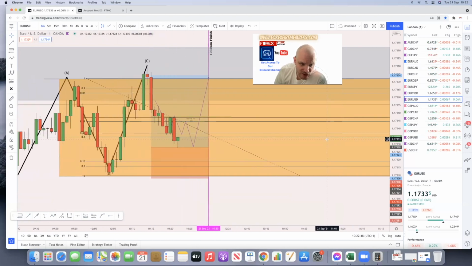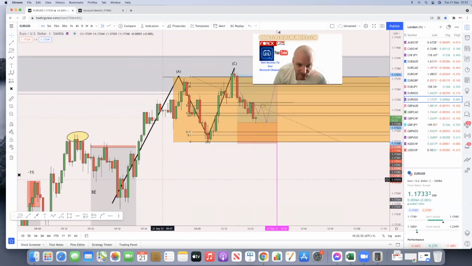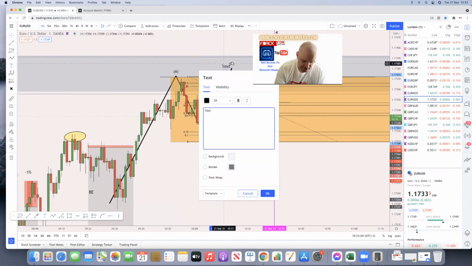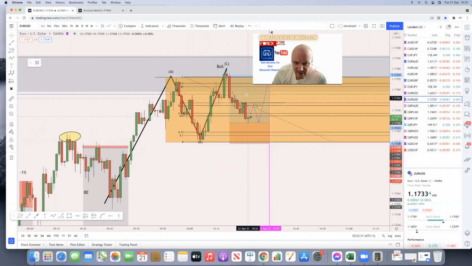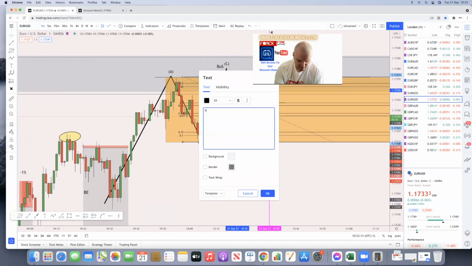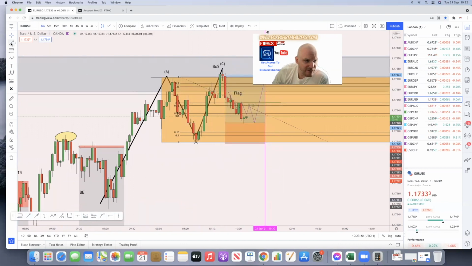Let's just have a look at the structure as a whole. We've got that ABC pattern, okay? The big move up, the impulse down, and then the C. For some reason, we've got a double press on these things at the minute. That has been a BOS, okay? So the BOS, and then what we've had here, this is now a flag. So now we're flagging back down into the area.